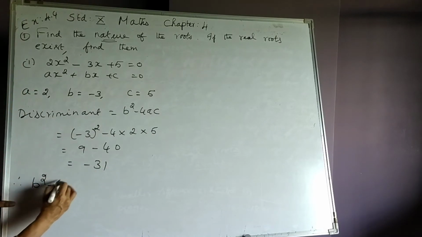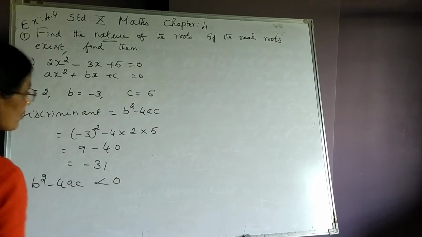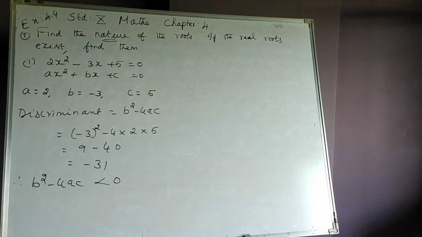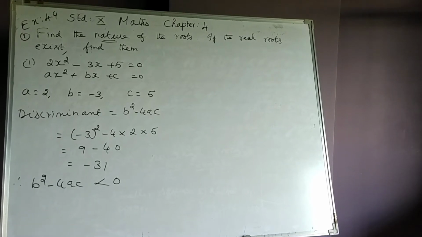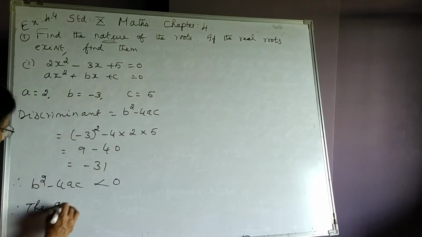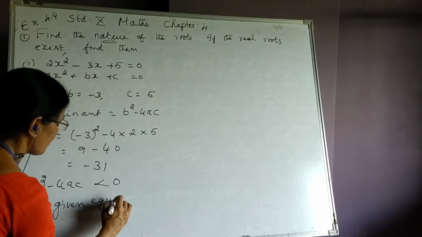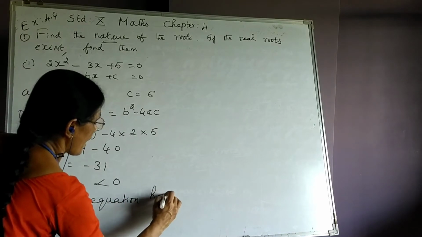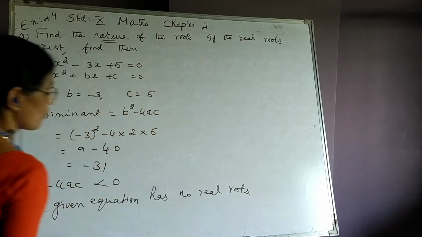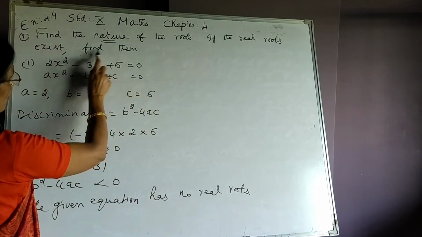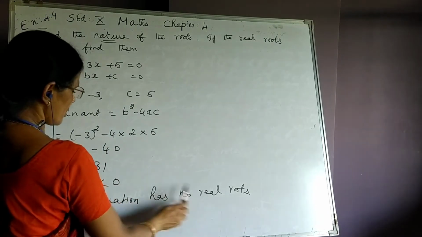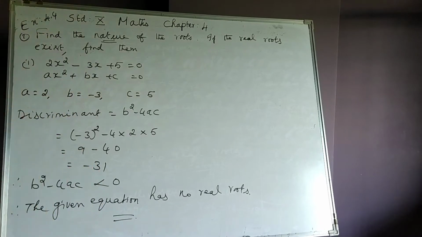Therefore, b square minus 4ac is less than 0. When it is less than 0, what do we conclude? We conclude the equation has no real roots. Therefore, the given equation has no real roots. Only if roots exist do we have to find them, but here we conclude there exist no roots. Therefore, the answer is over.